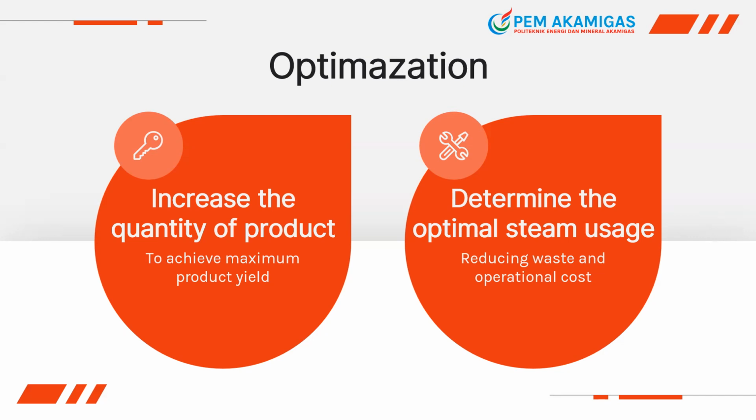Inefficient steam utilization can result in energy waste and high costs. During the optimization process, a thorough study is conducted to determine the required amount of steam for achieving the most efficient operating condition. By optimizing the stripper column through adjustment in operational parameters and optimal steam use, it is expected the quantity of product generated can be increased. Furthermore, energy use can be optimized, reducing waste and operational costs.